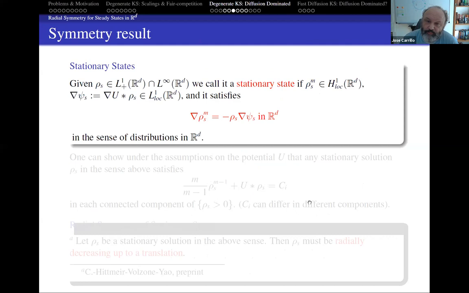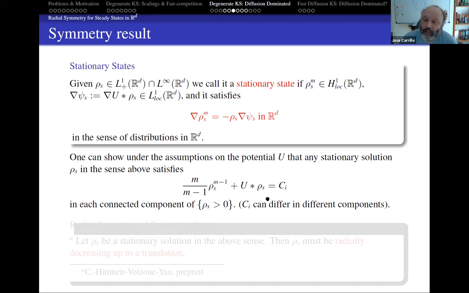that I'm going to assume that a steady state for me is in L1 at infinity, since I know the solutions are uniformly in time in L infinity for the time-dependent problem. So I assume the steady state is in L1 at infinity with certain regularity such that it satisfies this relation in the sense of distributions. So this is what I said before, we can show that then this quantity is constant in each connected component, but we don't know how many connected components we have.